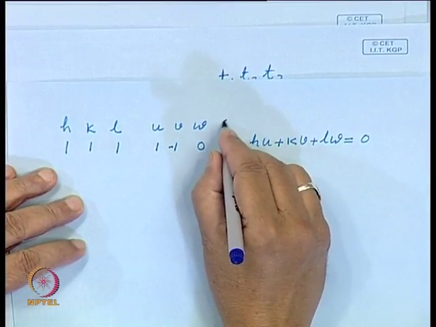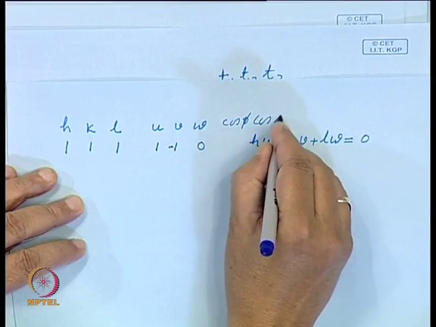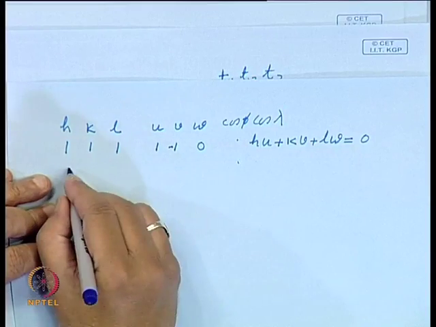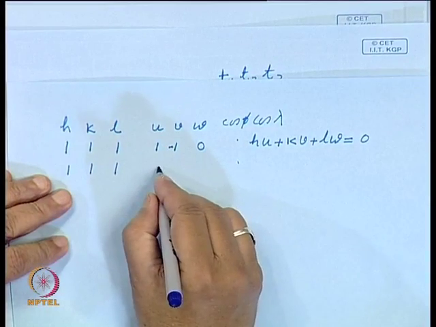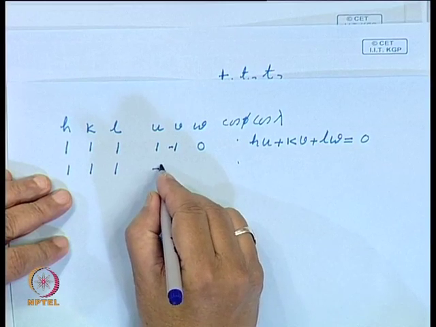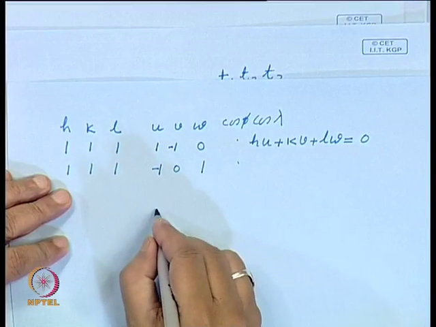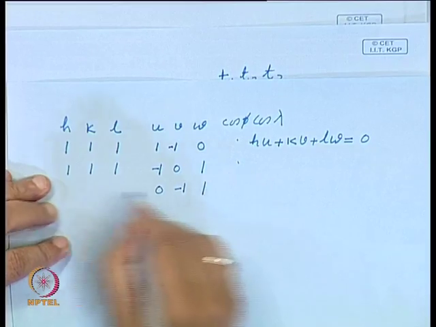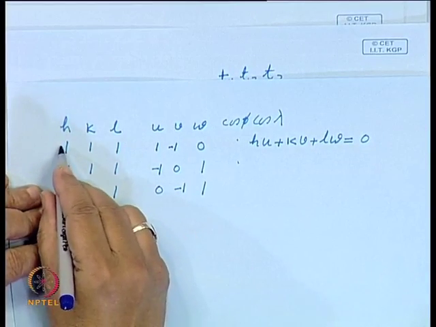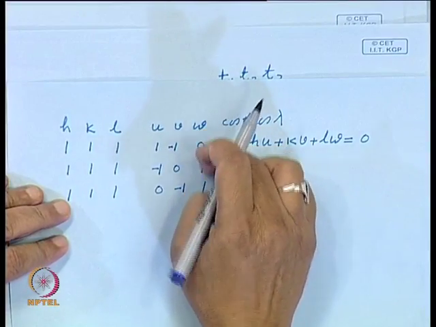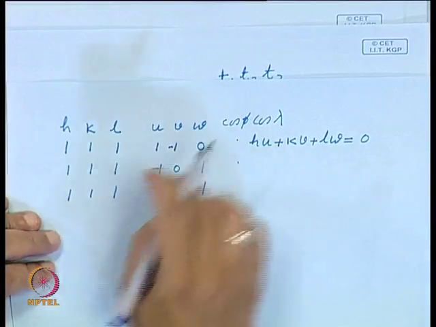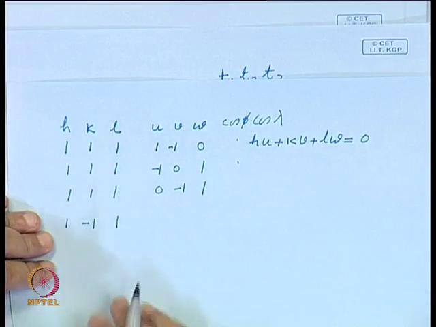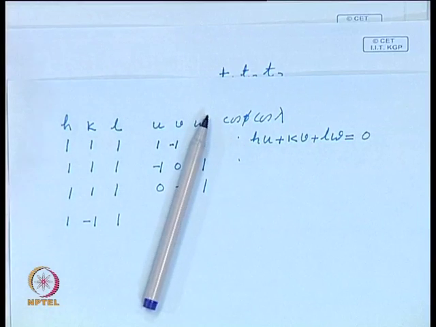Then you can easily calculate cos phi and cos lambda in the same way and list them for the entire slip system. Say, basically 1 1 1, this could be, let us say, minus 1 0 1, then another 0 minus 1 1. So, for slip plane 1 1 1, there are 3 slip directions, so you have 3 slip systems. Repeat this for 1 minus 1 1, and this is shown in the table here.